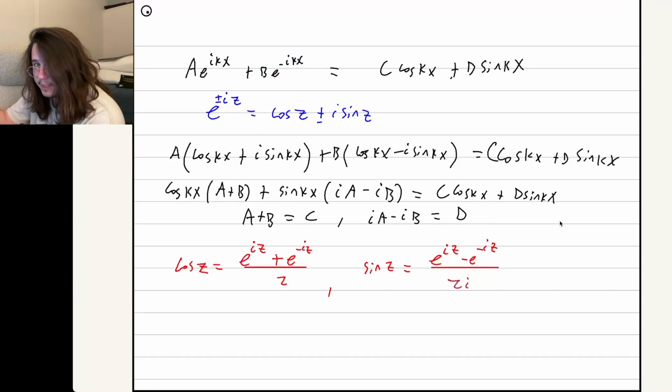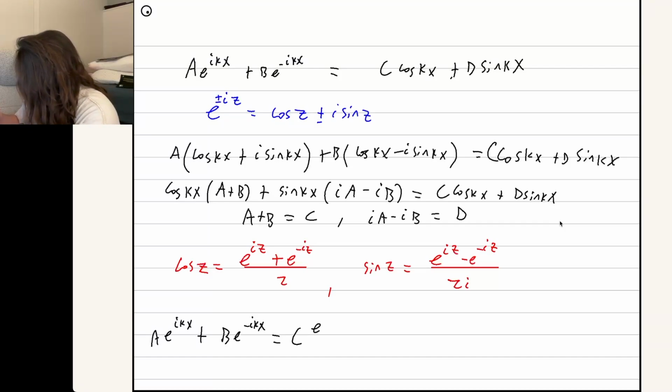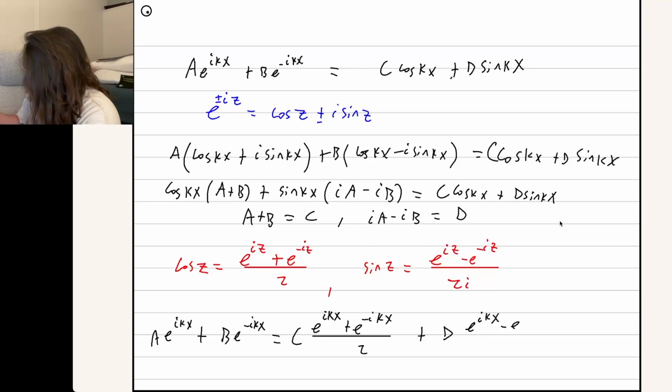So going back up top and plugging those identities on the right hand side of the equation, we have that a e to the ikx plus b e to the minus ikx is equal to c times e to the ikx plus e to the minus ikx, not z, kx, over 2, plus d times e to the ikx minus e to the minus ikx over 2i.